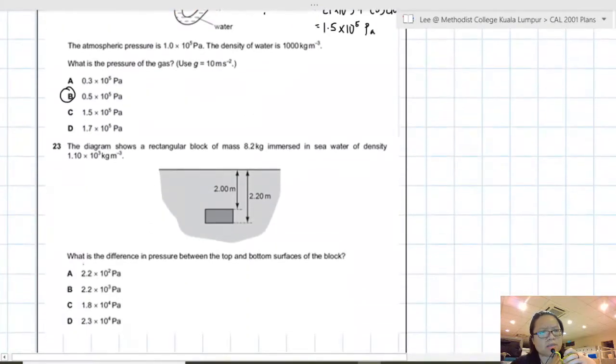Why did I circle C? That's B. The answer is C. See, I wrote 1.5, then went and circled B. Too late, that's why.